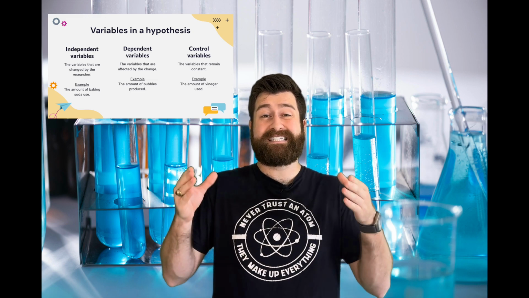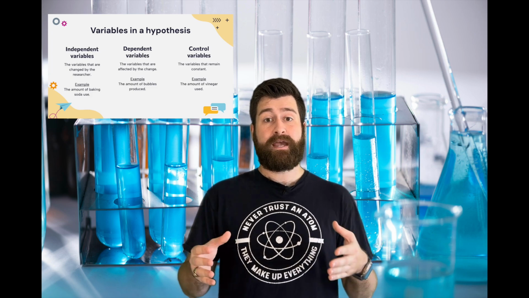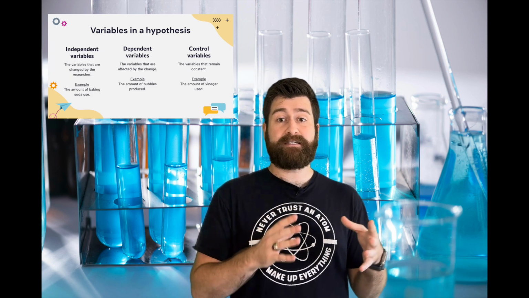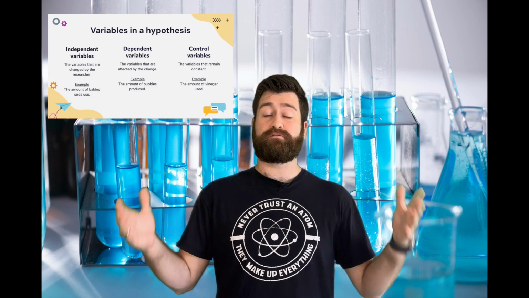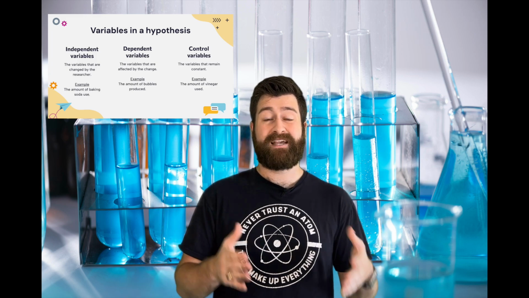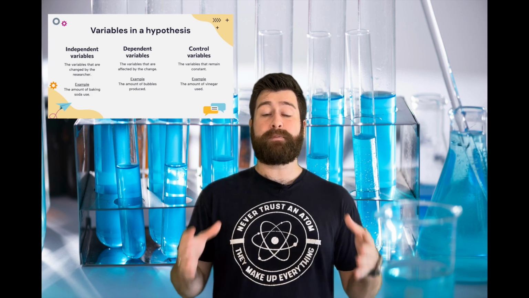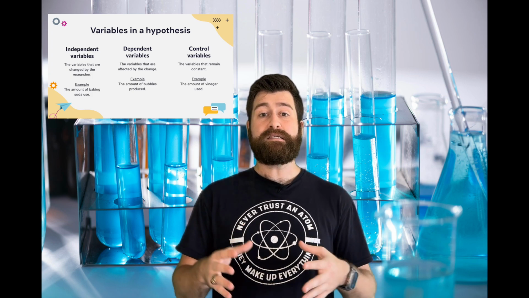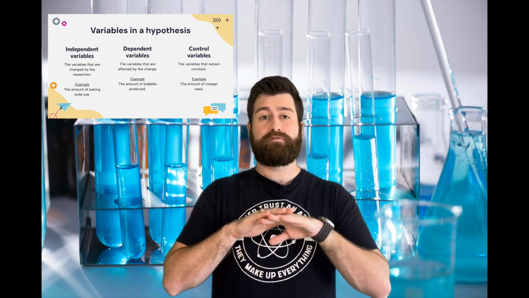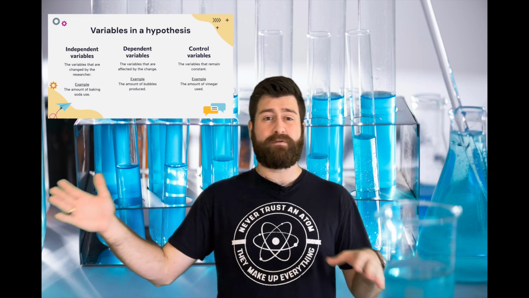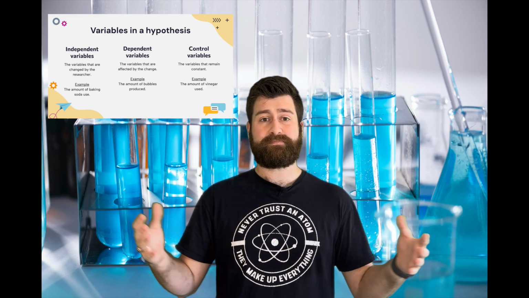Another type are dependent variables. These are the variables that are affected or impacted by the change that the researcher or scientist made. They didn't change them directly, they're just impacted. And the last type are control variables. These variables remain constant throughout the experiment, so that way they don't change it one way or another.